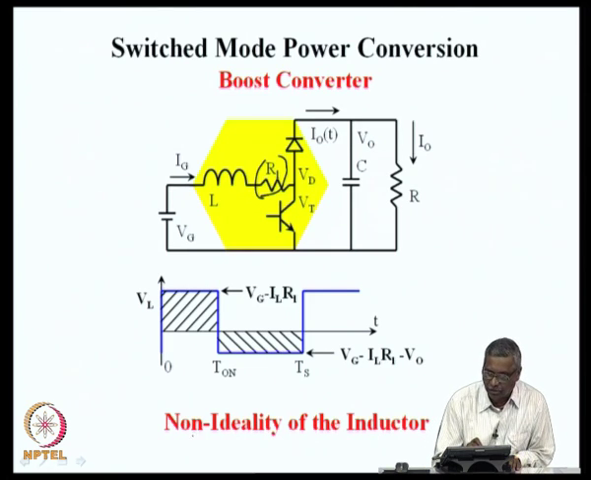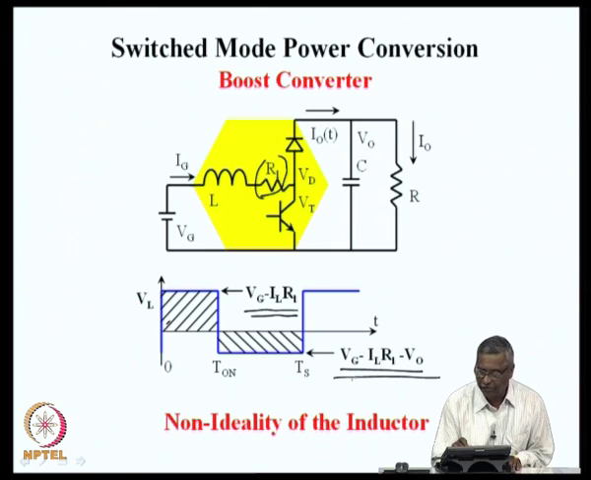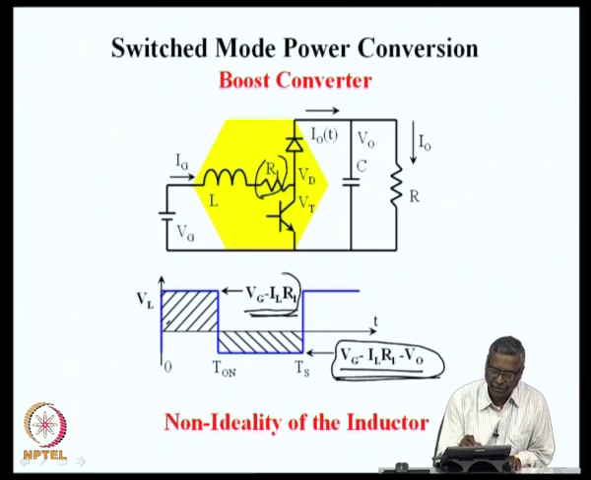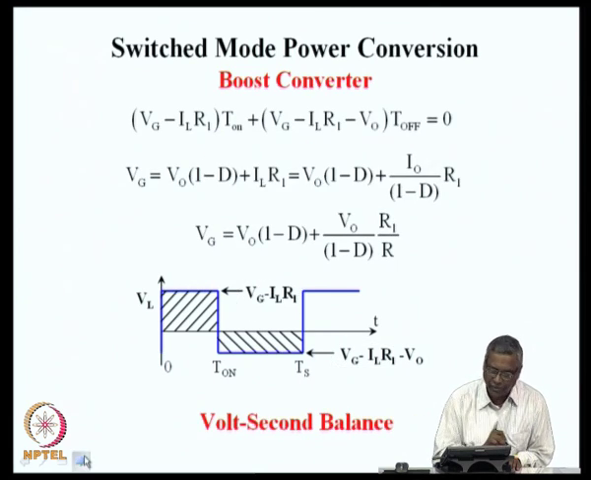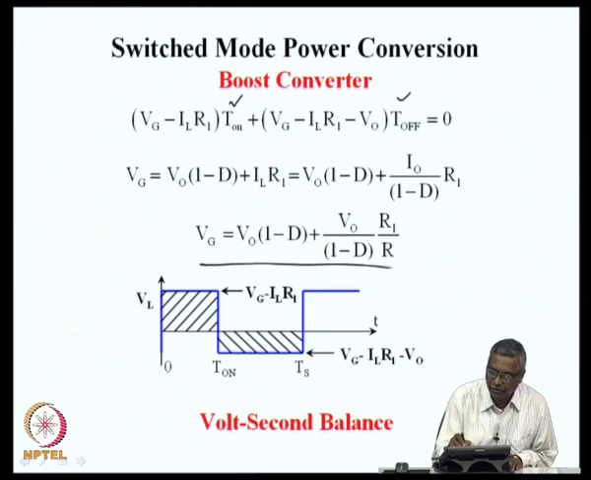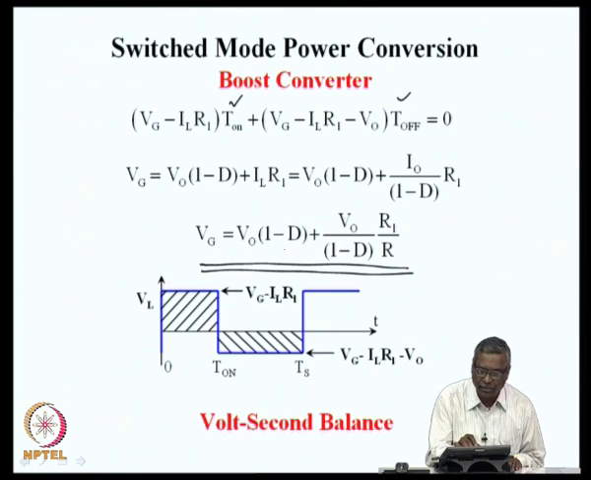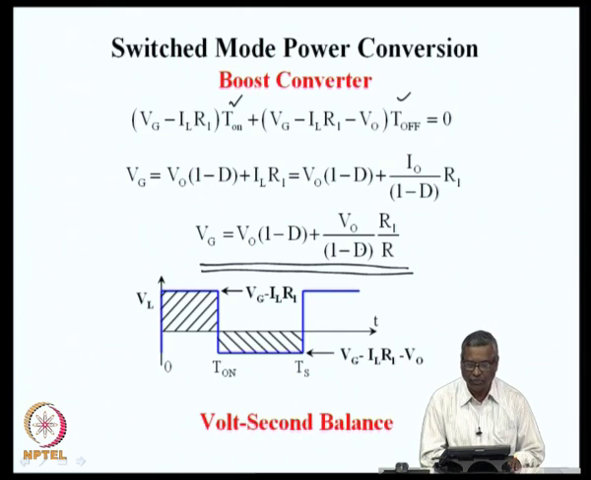It is still based on the volt second balance, but now we are accounting for the drop in the resistance of the inductor. Vg minus ILRL during the on period and Vg minus ILRL minus V naught during the off period, and if that is multiplied with the appropriate on time and off time and equated to 0, then we have now finally a relationship that the output voltage Vg is V naught into 1 minus d plus V naught into RL by R divided by 1 minus d.